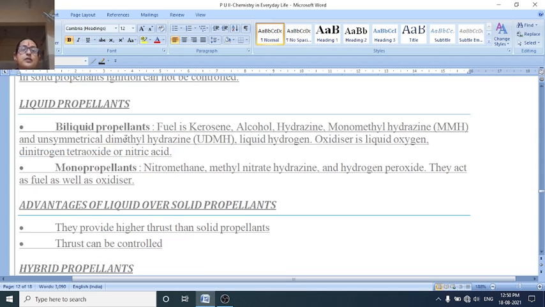In liquid propellants, the fuel is kerosene, alcohol, hydrazine, monomethyl hydrazine, unsymmetrical dimethyl hydrazine, or liquid hydrogen. Oxidizer is liquid oxygen.